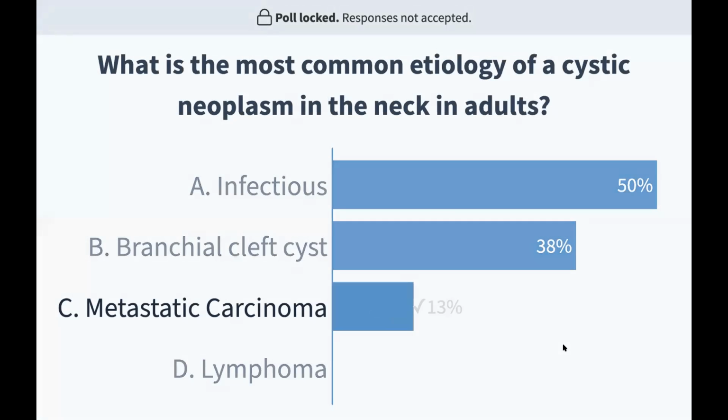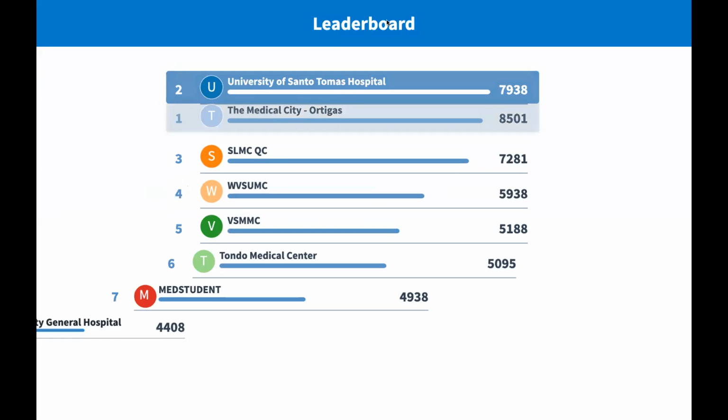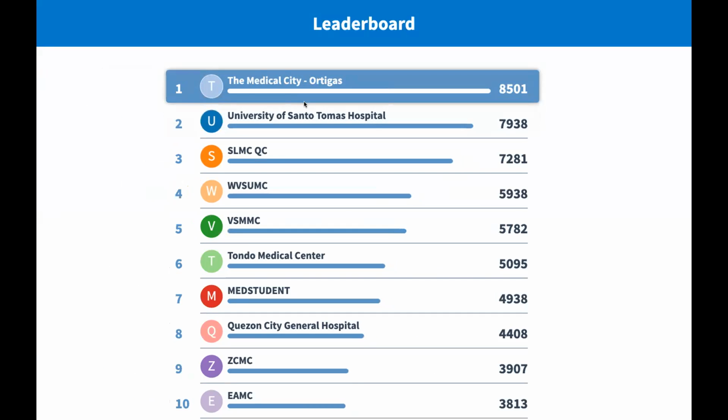Okay, so the most common etiology of a cystic neoplasm in the neck of adults is a metastatic carcinoma. Adult patients who were initially seen with the lateral cystic neck mass must be presumed to have cancer until proven otherwise.